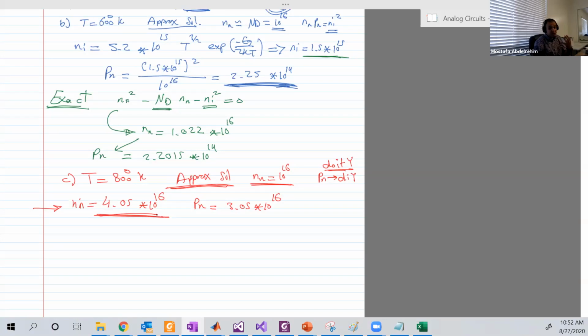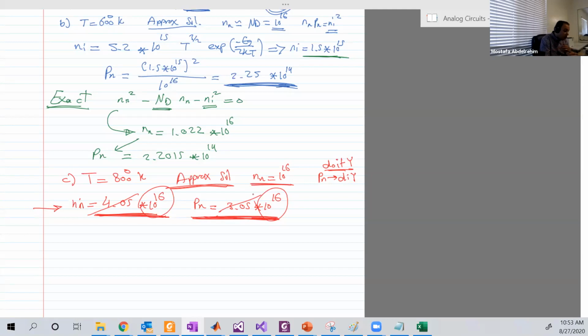So the approximate solution is not valid all the time. This is the first conclusion. The second conclusion, which is more important in that case: look at these two numbers. This is 4 times 10 to the power 16. This is 3 times 10 to the power 16. Just ignore this constant. Just look at this: 10 to the power 16, 10 to the power 16.